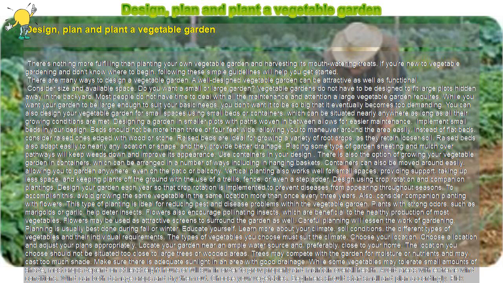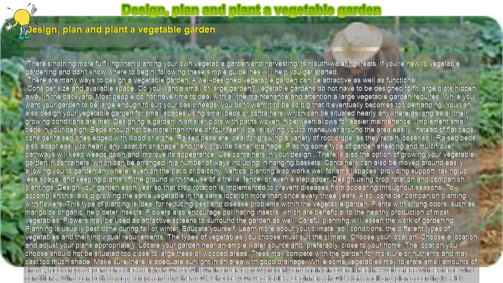You can also design your vegetable garden for small spaces using small beds or containers, which can be situated nearly anywhere as long as all their growing conditions are met. Designing a garden in smaller plots with paths woven in between allows for easier maintenance.